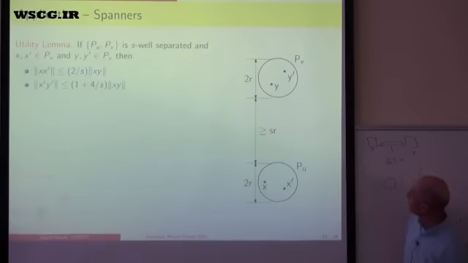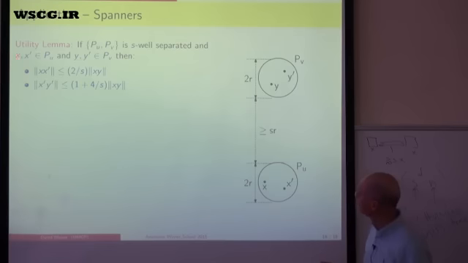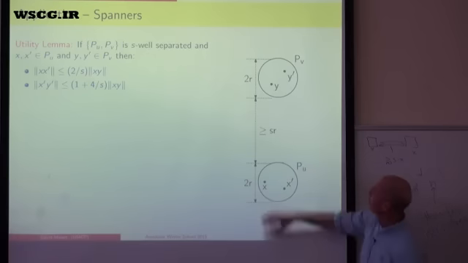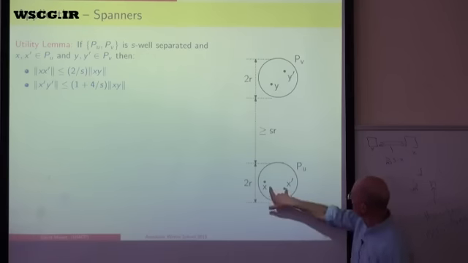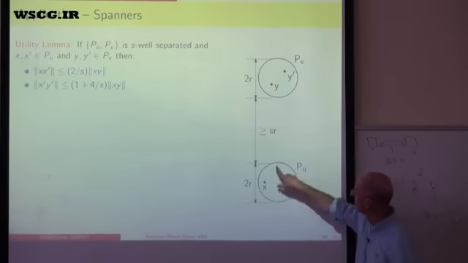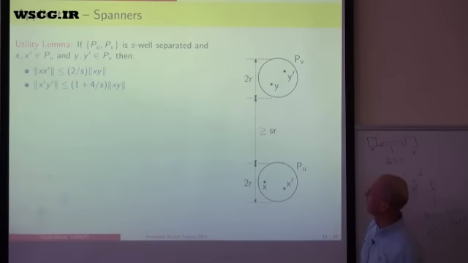Okay. So to establish the analysis here, I'm going to give you this little utility lemma. And as promised, this quantity 1 plus 4 over s shows up in the analysis here. So the utility lemma says the following. Take any well-separated pair. Take 2 points x, x prime that are in one of the heads of the well-separated pair and y, y prime that are in one of the other heads of the well-separated pair.